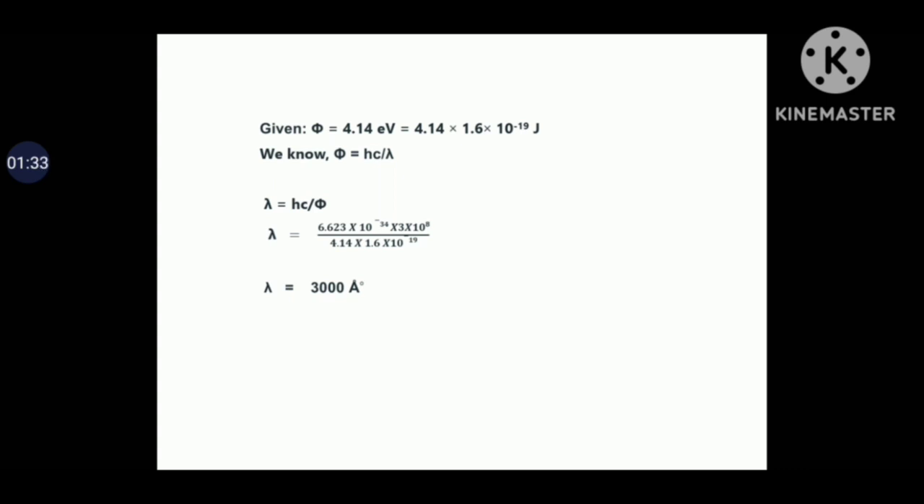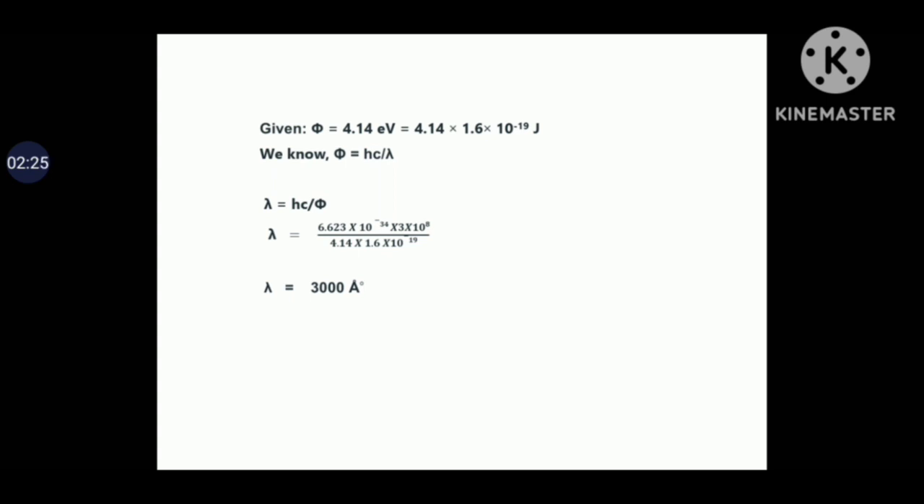The joule is a unit of energy while the electron volt is a unit of momentum. Hence, the given value for work function must be converted into joules. Converting between these two units requires knowing the conversion factor, which is 1 electron volt is equal to 1.6021 into 10 to the power minus 19 joules. To convert electron volt to joule, simply we have to multiply 4.14 with 1.6021 into 10 to the power minus 19 joules.